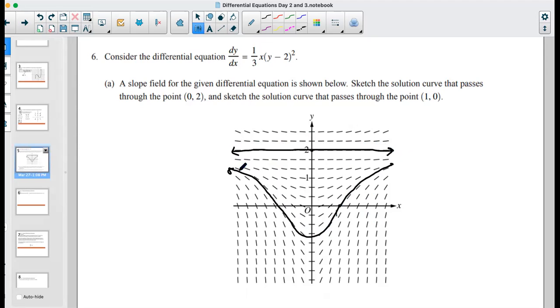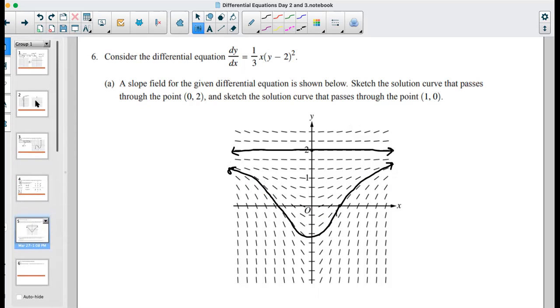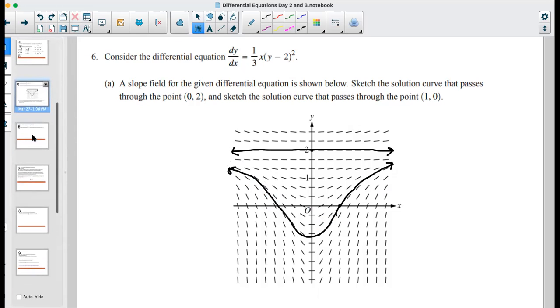But a sketch like this would get you full credit on this problem, both from me and from the College Board. And it's pretty close. These aren't exactly parallel, but they're pretty close. And that's what they're looking for. The idea is, do you understand the point of a slope field and what it actually is indicating? So those are the 3 questions I can ask you about slope fields.